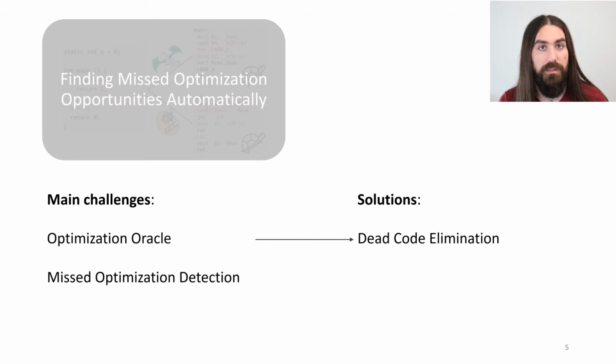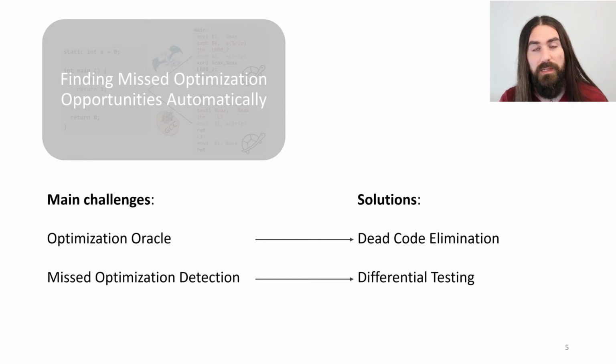The second challenge is being able to detect that an optimization has actually been missed. For that, we use differential testing, a standard technique that compares multiple implementations of the same approach or system and compares their outputs. In our case, we use multiple compilers and compare their optimization capabilities.